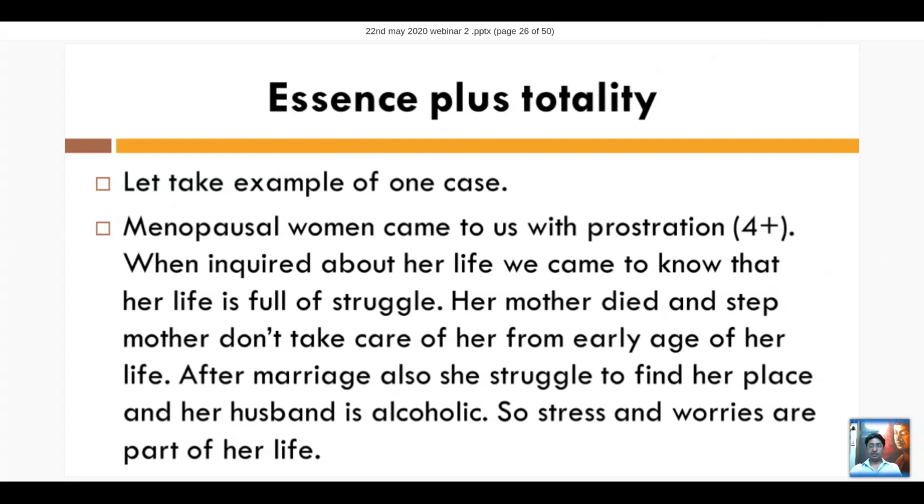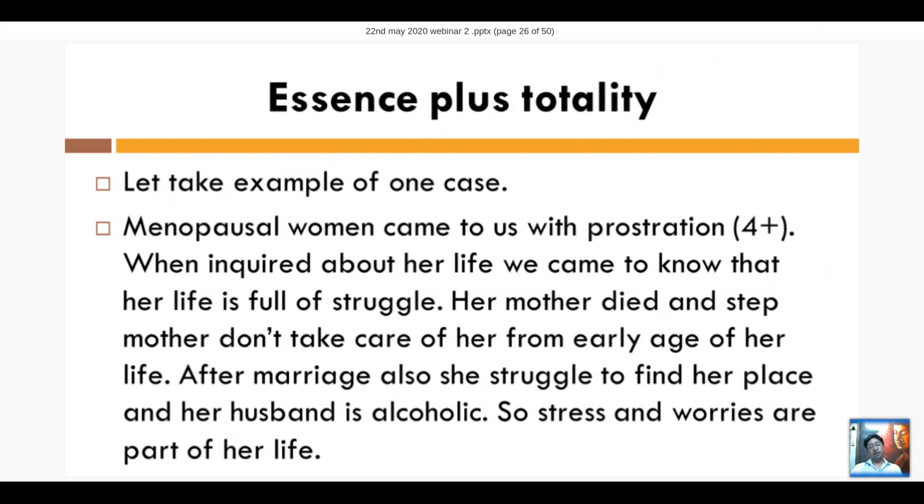I'm giving you one example. For example, a menopausal woman came to us with extreme prostration, 4 plus. Whenever you take a case, always give intensity to the symptom according to the patient. Always. This is very important because it changes everything.